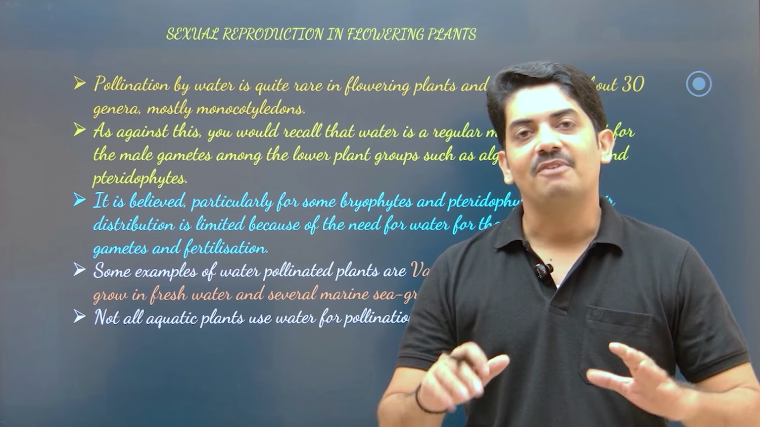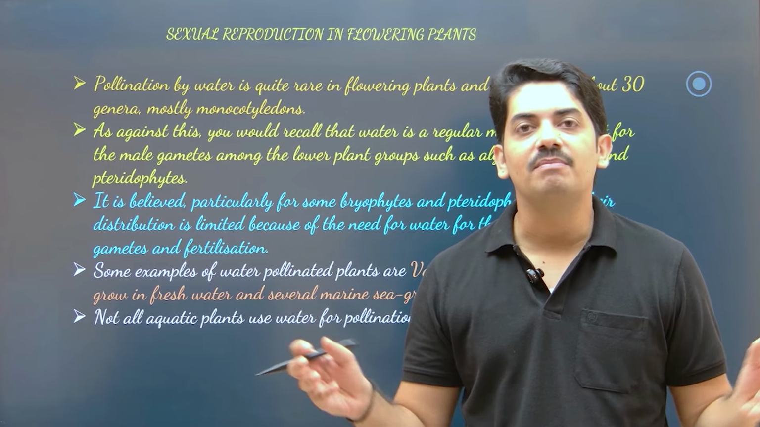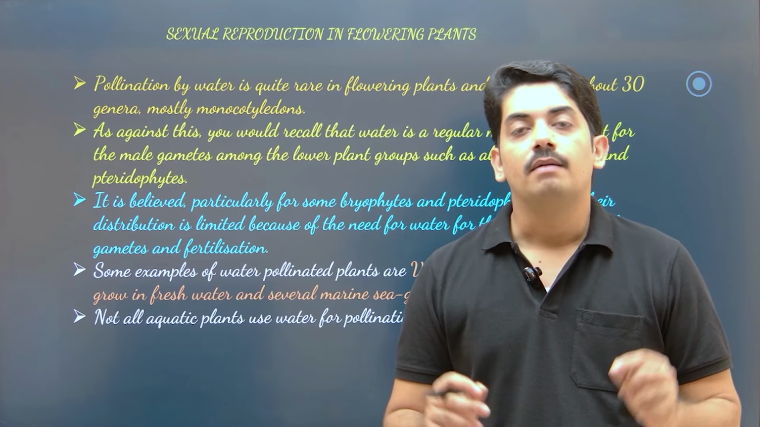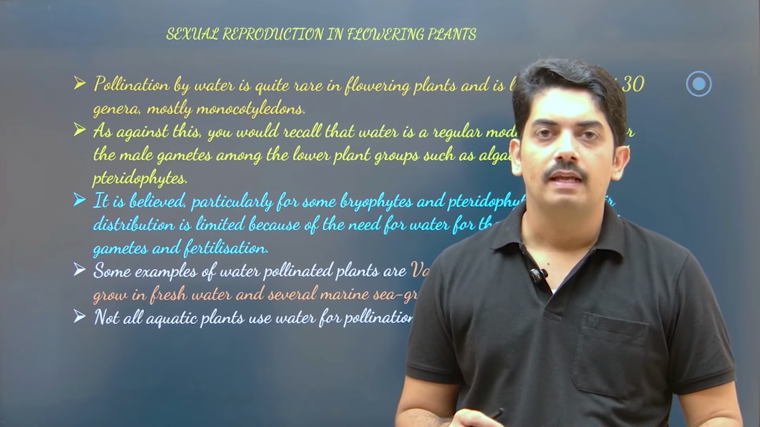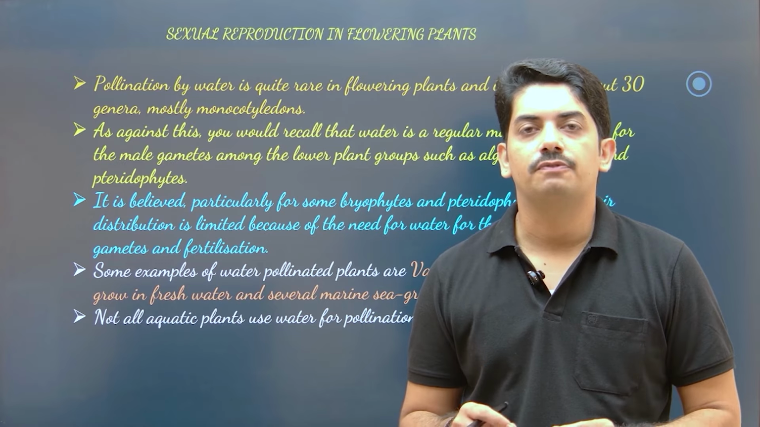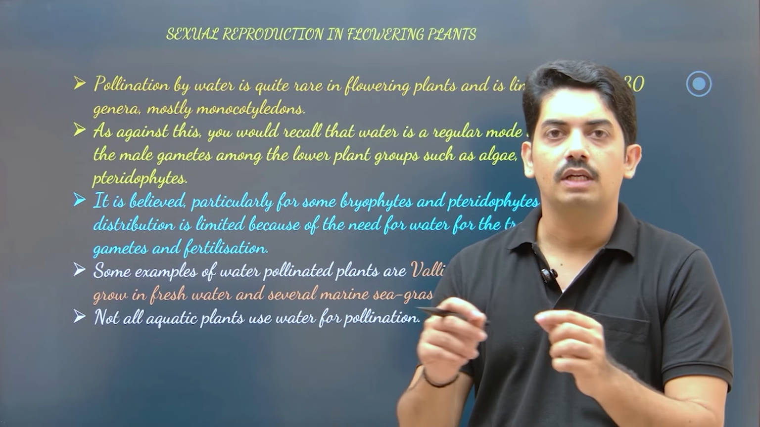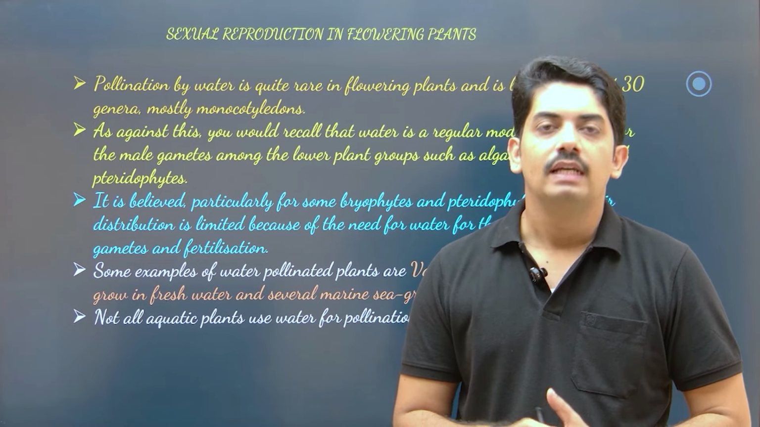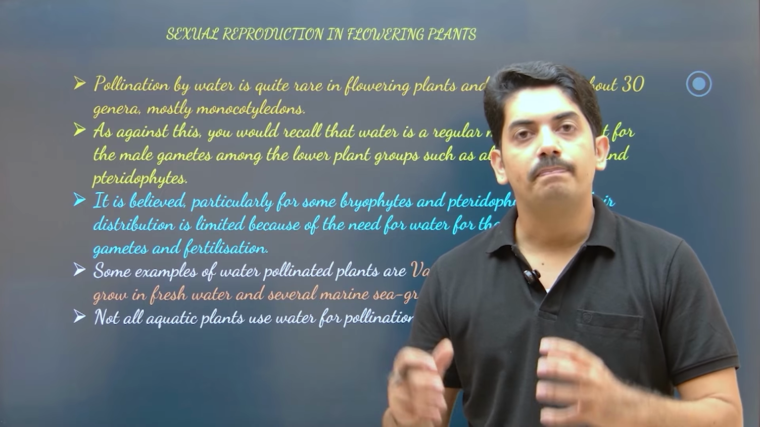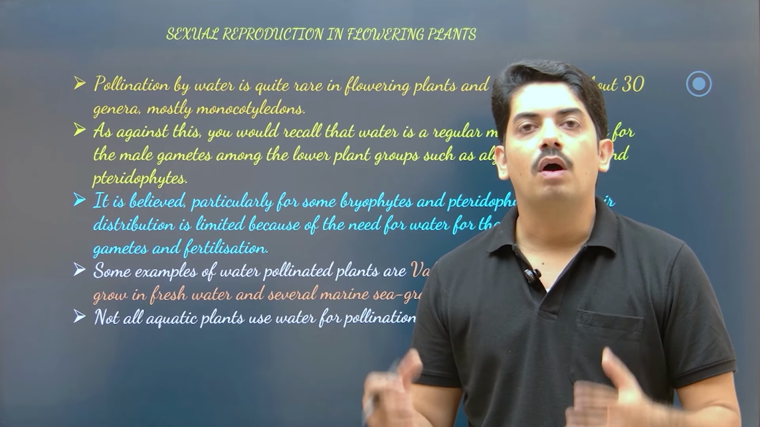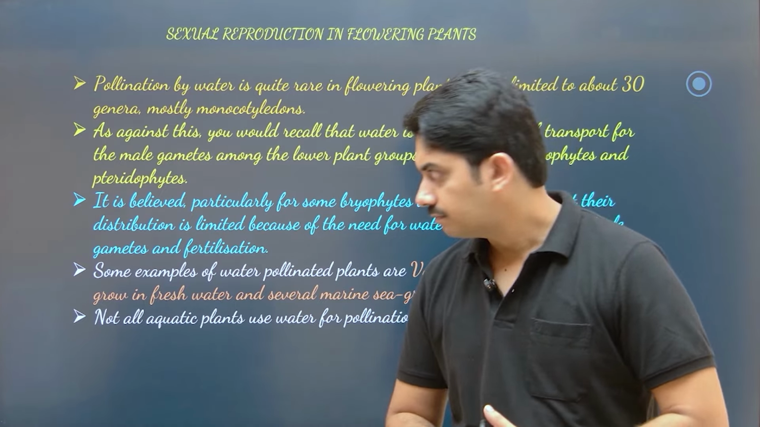Okay, here water is not acting as a medium to conduct the pollination, but some plants are completely submerged and they require water current to carry their male gametes to the female gametes. Let us see how this water pollination takes place and how plants are evolved for this mechanism.